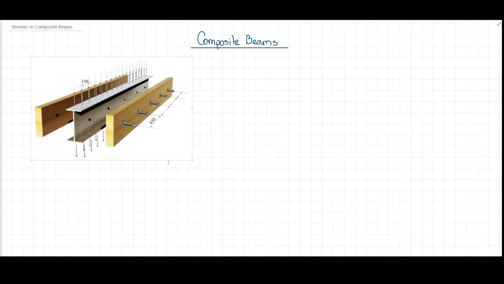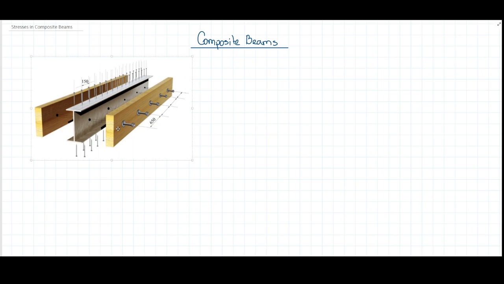The composite beams are those beams that are assembled using two or more materials. So, such as in this case, for example, you have presumably a steel I profile, and on the sides you have a couple of wooden parts or beams.